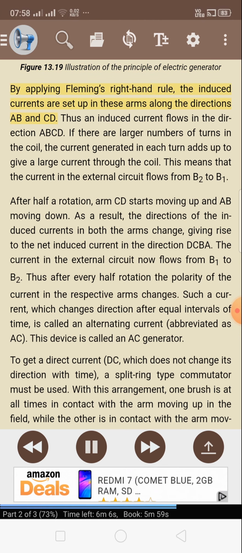By applying Fleming's right-hand rule, the induced currents are set up in these arms along the directions AB and CD. Thus an induced current flows in the direction ABCD. If there are larger numbers of turns in the coil, the current generated in each turn adds up to give a large current through the coil. This means that the current in the external circuit flows from B2 to B1.